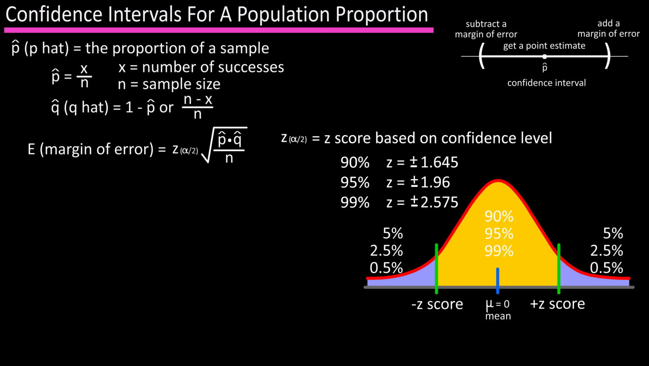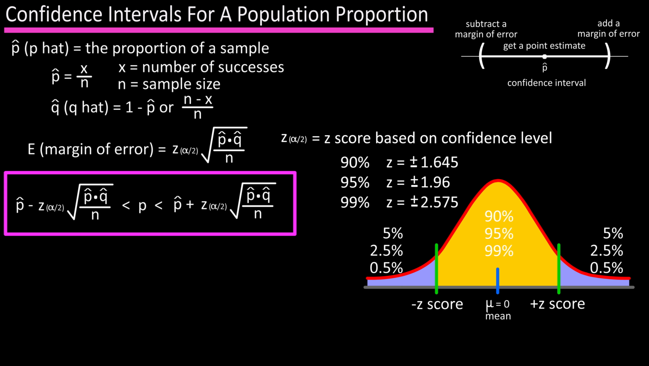z alpha over 2 is a z-score based on the confidence level we're using, which is usually 90%, 95%, or 99%. And I have the z values listed for those percentages. So the formula for the confidence interval for a population proportion is p hat minus z alpha over 2 times the square root of the quantity p hat times q hat divided by n, less than p, less than p hat plus z alpha over 2 times the square root of the quantity p hat times q hat divided by n.